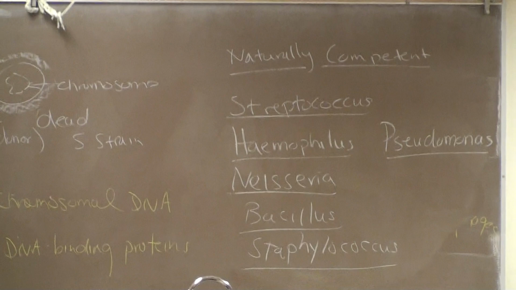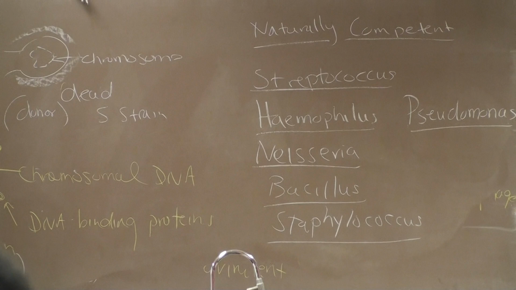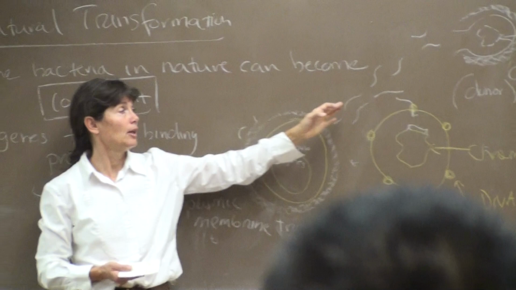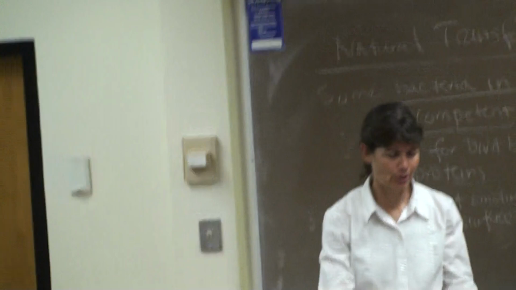Okay, so these are examples of bacterial pathogens that have the DNA binding proteins. They can become naturally competent. They can take up naked DNA from their environment. And again, the naked DNA could encode information for virulence factors or capsules. It could be information for antibiotic resistance genes. It could be information for toxins, right? So from a human perspective, we're like, this is not good. This is not good at all when these pathogens can become naturally transformed.